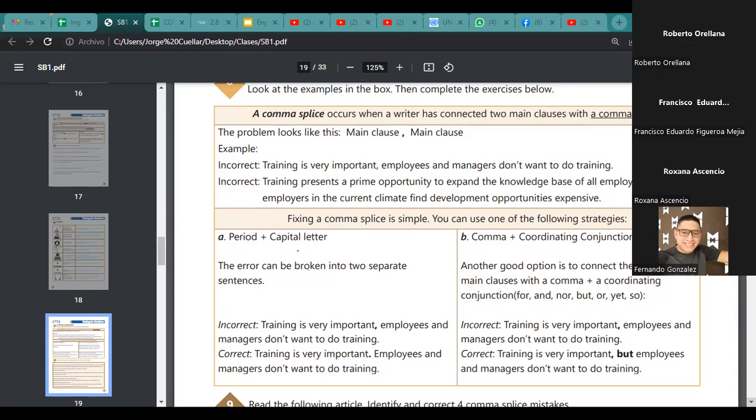Perfect, very good. This is kind of simple as well, but it's something that of course we need to check. So yes, sometimes we use the comma where it doesn't belong. Or maybe it's a pause, but it doesn't have to go with a comma.